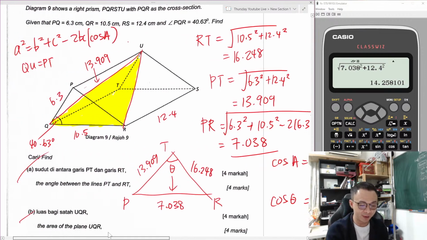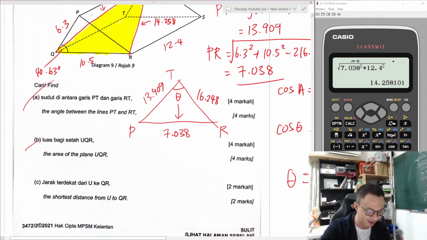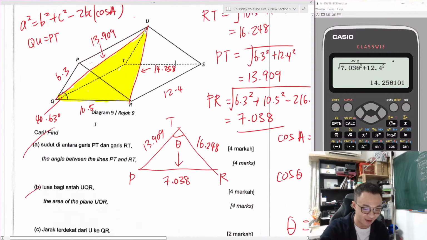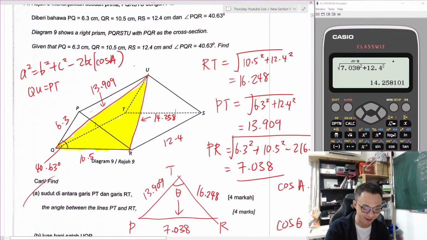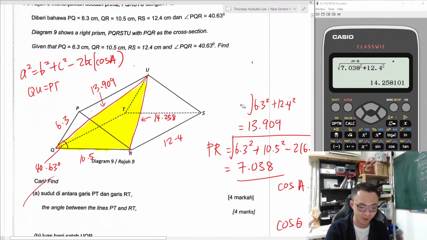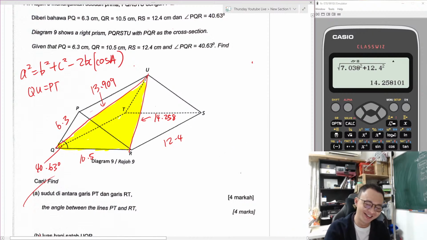Alright, so we got this length here, 14.258, and we have the QR already. I hope no need to use back all these lengths, is it? U to QR is the related one, so I can erase all these unnecessary things. Definitely I need to find an angle before I can find the area. I erased already.